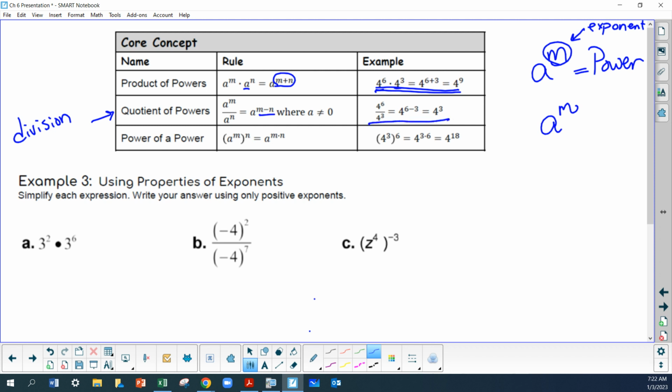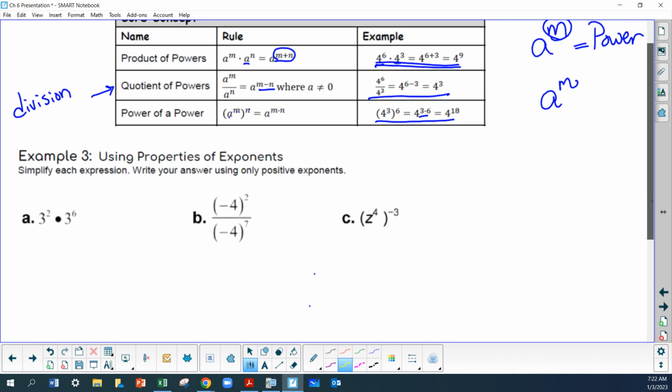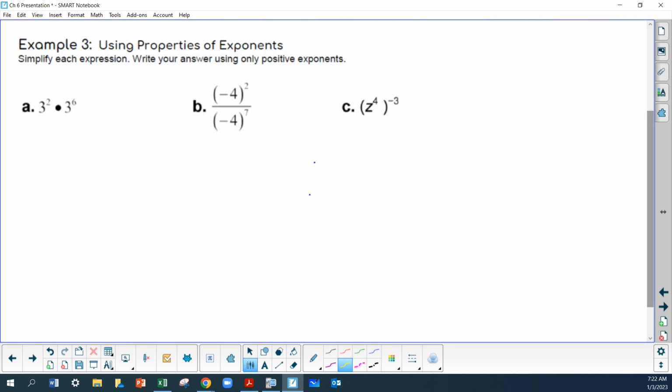Here's a concrete example. And power to a power, I have a raised to m as well as n. So I get a to the m times n. And we multiply those, getting us 3 times 6, or 4 to the 18th. All right. Once you get those done, you might want to hit pause if you're not quite done recording those.